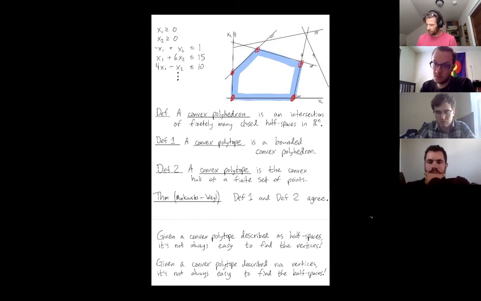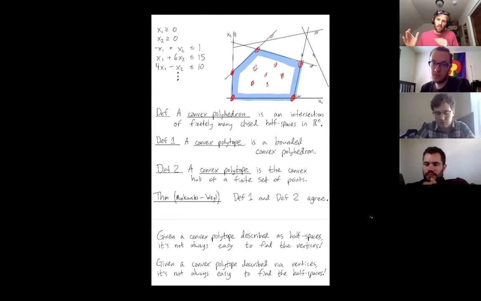Similarly, given a convex polytope defined via vertices, so let's say I have 11 vertices, and I ask for a polytope that's defined as the convex hull of those vertices, it's not so easy to find the half spaces, right? So the half spaces are these, but you have to rule out this guy being a half space, or you have to rule out this one being a relevant half space, or this one.